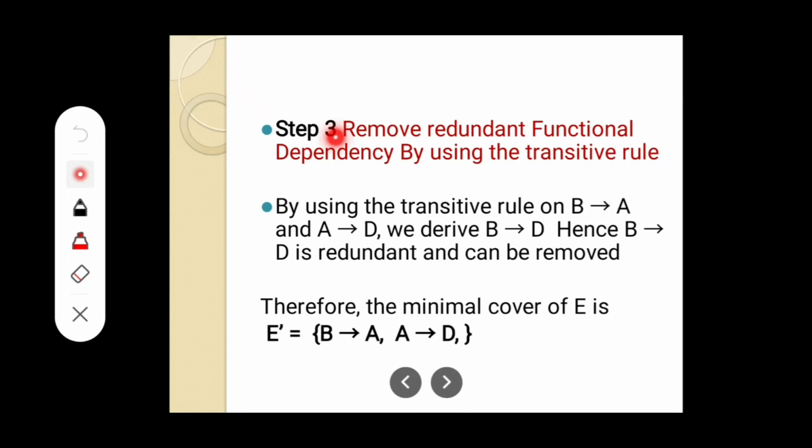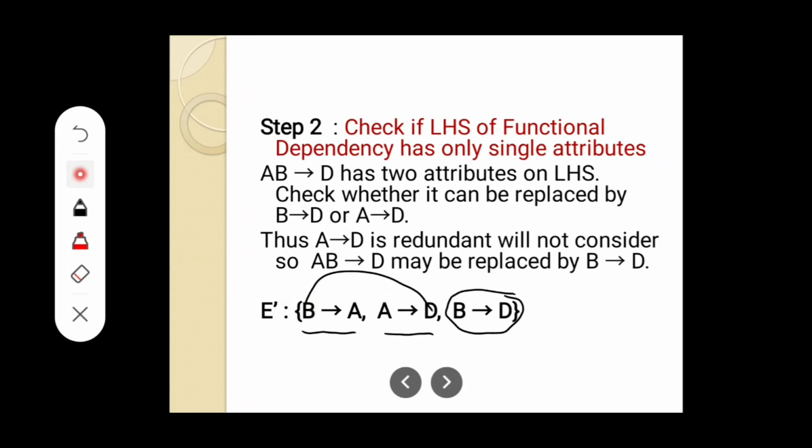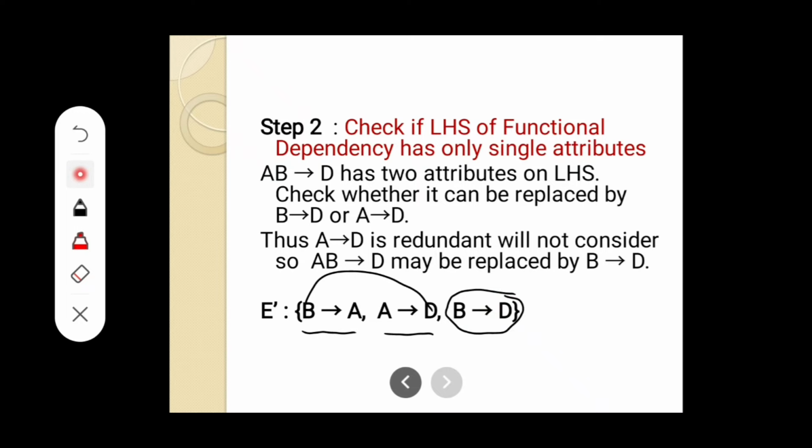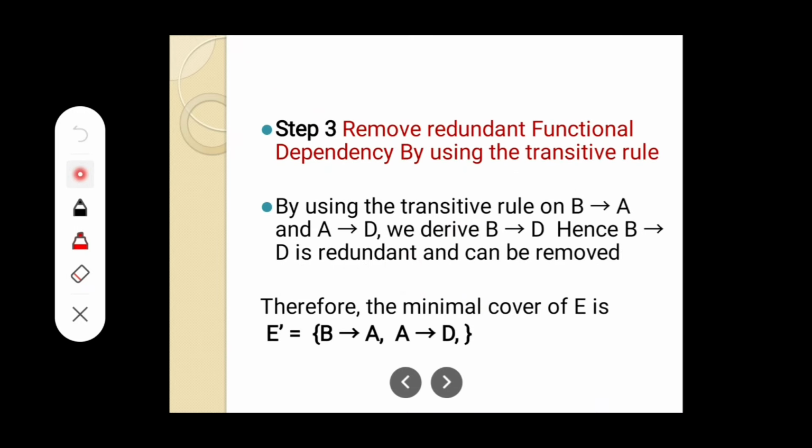Step 3: remove redundant functional dependencies by using the transitive rule. By using the transitive rule, B determines A and A determines D, we can derive B determines D. B determines A determines D, we can say B determines D. Hence B determines D is redundant. Redundant is already available here, so that would be repeating. So that can be removed.